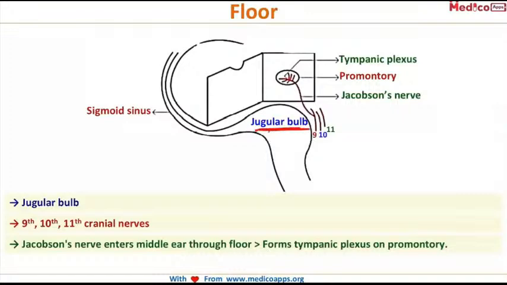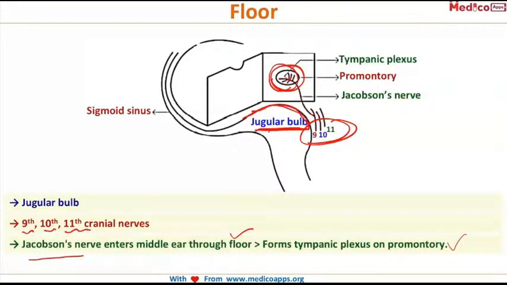The floor is mainly formed by the jugular bulb, and the cranial nerves 9, 10 and 11 pass through it. The Jacobson's nerve enters the middle ear through the floor and forms the tympanic plexus. You can see here, this is the tympanic plexus on the promontory. This is formed by the Jacobson's nerve, and this passes via the floor of the middle ear.